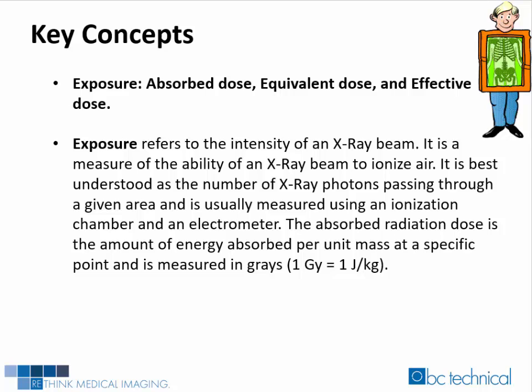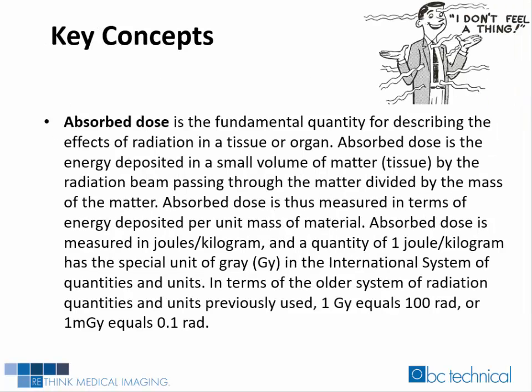The absorbed radiation dose is the amount of energy absorbed per unit mass at a specific point and is measured in grays. 1 gray is equal to 1 joule per kilogram. Absorbed dose is the fundamental quantity for describing the effects of radiation in a tissue or organ.